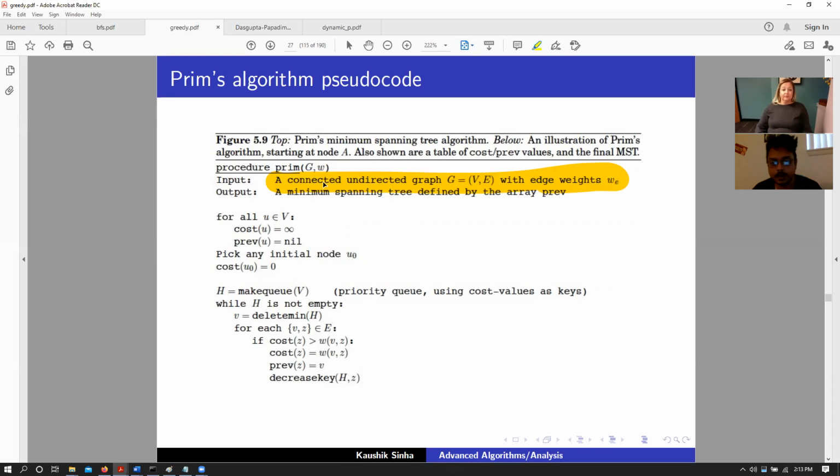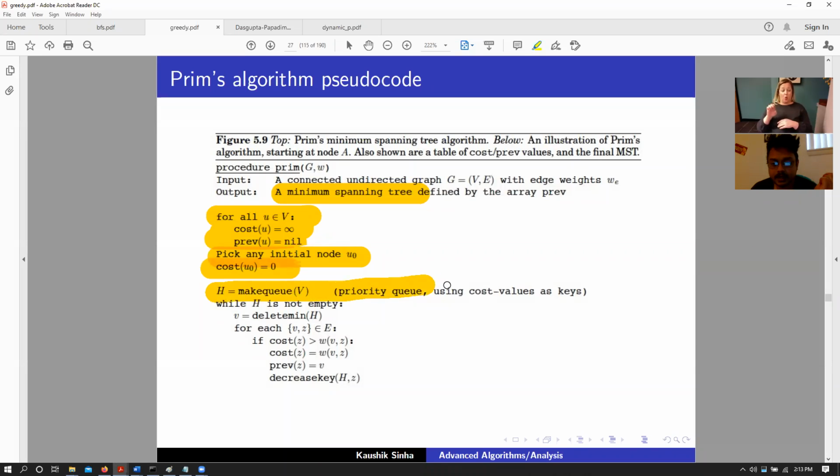So the input to Prim's algorithm is again a graph and its set of weights. And what it needs to return is the minimum spanning tree for that particular graph. So what it starts off doing is sets up all the cost to all vertices to infinity, and then essentially picks a particular initial node, let's call that U0, sets that cost to 0, and creates a priority queue. Again, a priority queue, remember, is a queue that would have all the edges in some sorted order, or all the vertices in some sorted ascending order.